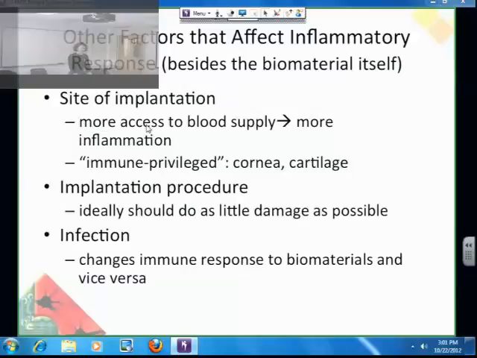Interestingly, if a biomaterial becomes infected, even if it's a small infection that maybe you're able to clear with systemic antibiotics, that changes the immune response to the biomaterial itself. And the biomaterial also changes the response of macrophages and of inflammatory cells to invading microbes. So they're definitely related. And I think it's really just because the macrophage is in charge of combating microbes and biomaterials. So of course they're going to affect each other. So that's something that is definitely important to think about.